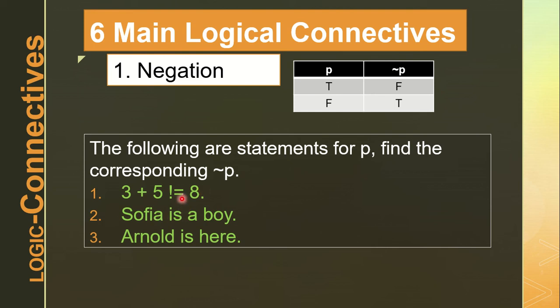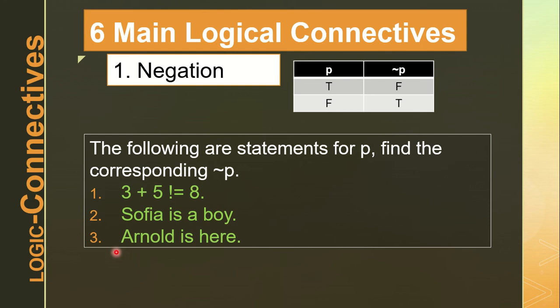So if you want to be safe, you can just say Sophia is not a girl. But we all know that biologically there are only two genders, a boy and a girl. So we can just say Sophia is a boy. Now, the other one: the original statement is Arnold is not here. So when we negate, we remove the not. Just like multiplication, negative multiplied by negative will be positive.